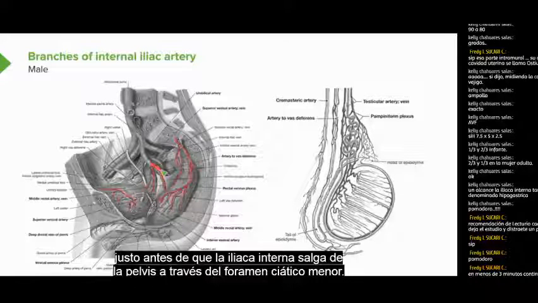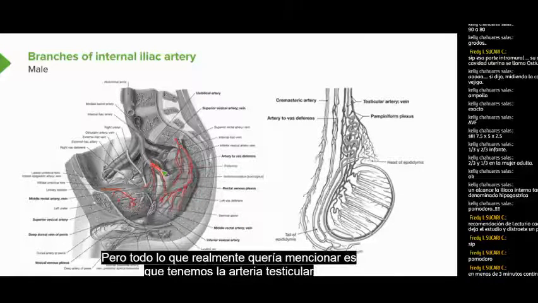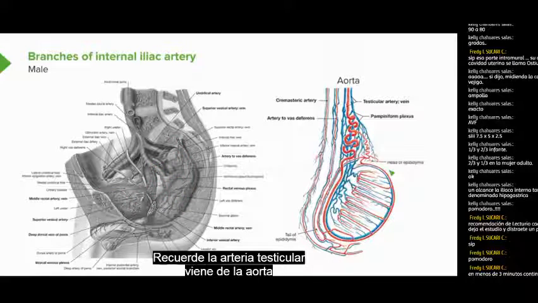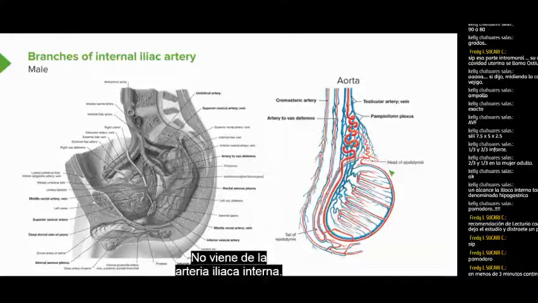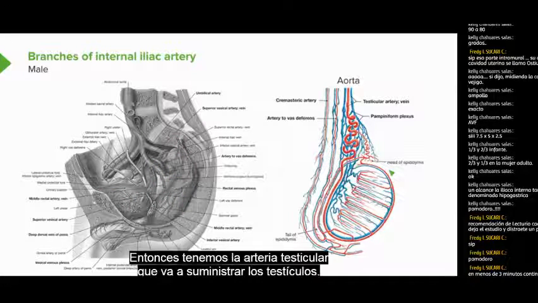I've included the testes here just to show the blood supply to the testes, but all I really wanted to mention is that we have the testicular artery. Remember, the testicular artery comes from the aorta. It doesn't come from the internal iliac artery. So we've got the testicular artery, which is going to supply the testes.